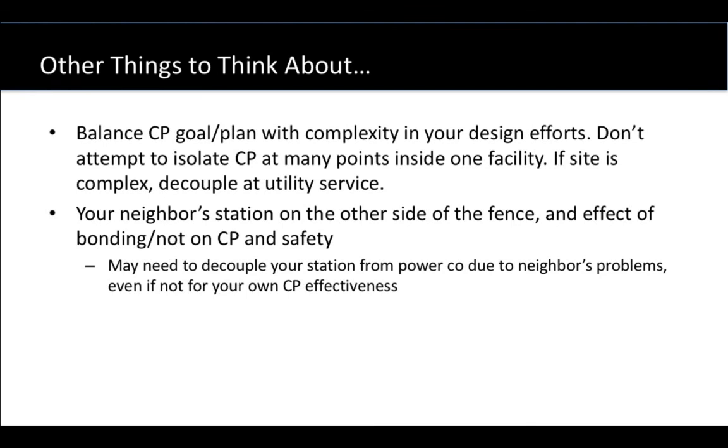There's another thought, and that is sometimes your facility has a neighbor right across the fence, perhaps another pipeline system that you buy or sell material from. Their cathodic protection system, their bonding, and their grounding may affect yours, whether or not you have a CP system. It could be that they cause interference with you, and that's another case where even if you didn't have anything cathodically protected in your station, you may need to separate your service from the other customer.